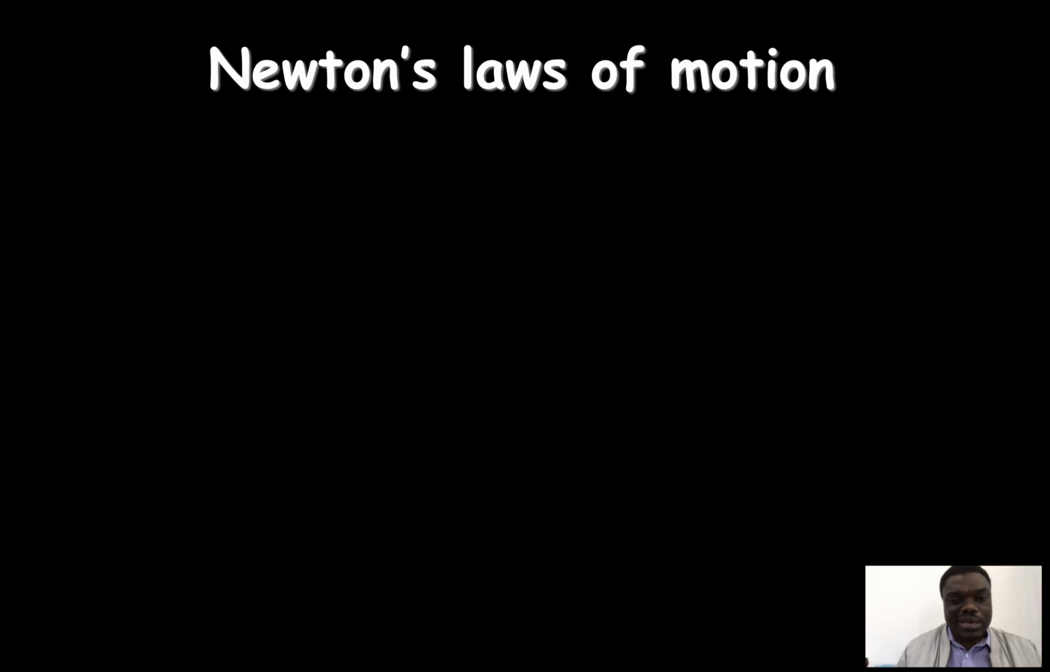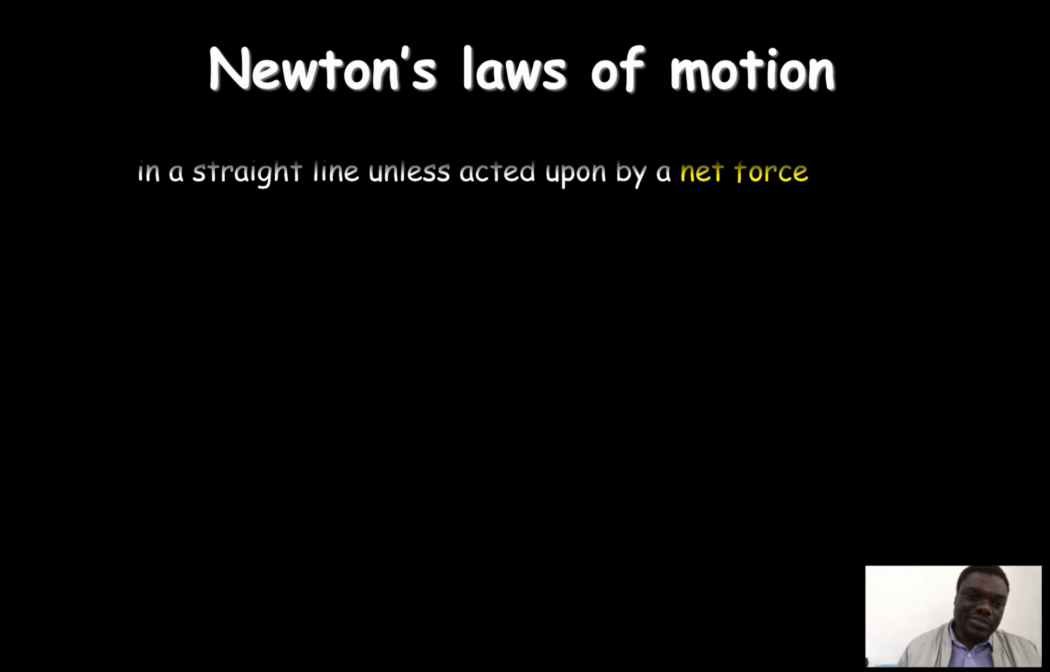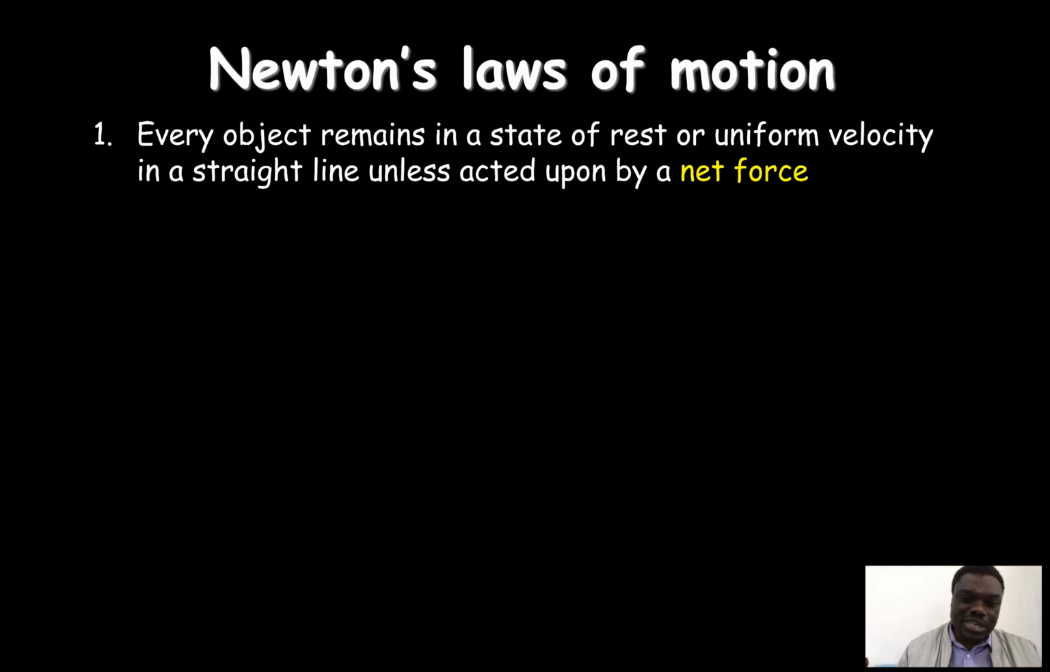Newton's first law, what does it state? Please pause the video and restate Newton's first law. Okay, Newton's first law says that every object will remain in its state of rest or uniform velocity in a straight line unless it is acted upon by a net force. So if there is no net force, then the object will not accelerate. It cannot speed up, it cannot slow down, it cannot change direction.